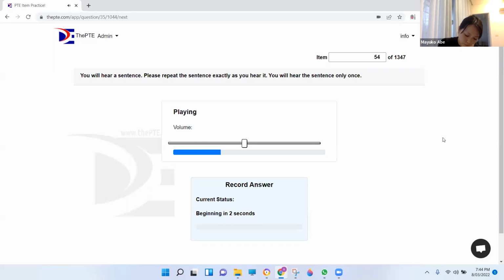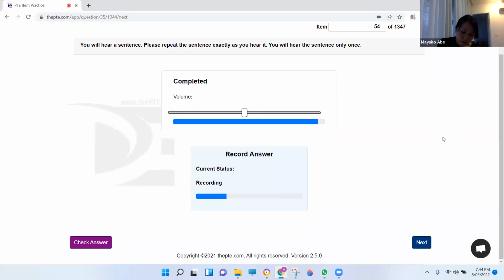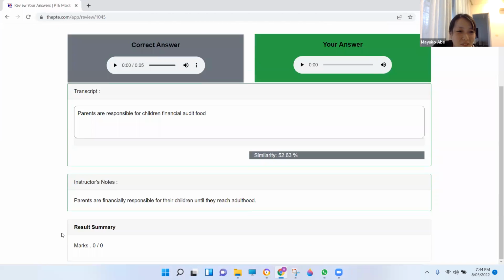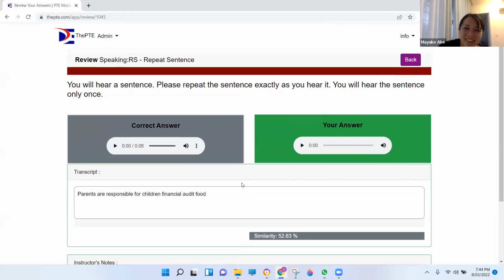Parents are financially responsible for their children until they reach adulthood. Parents are responsible for children, financial, adulthood. Very good. Yes, that's what your parents are doing, right? Everybody's parents. That's what my parents did to me. Okay, but I'm not going to do it for my son. Parents are financially responsible for their children until they reach adulthood. How about until they reach 80? How about that? I don't know. Okay, next one.